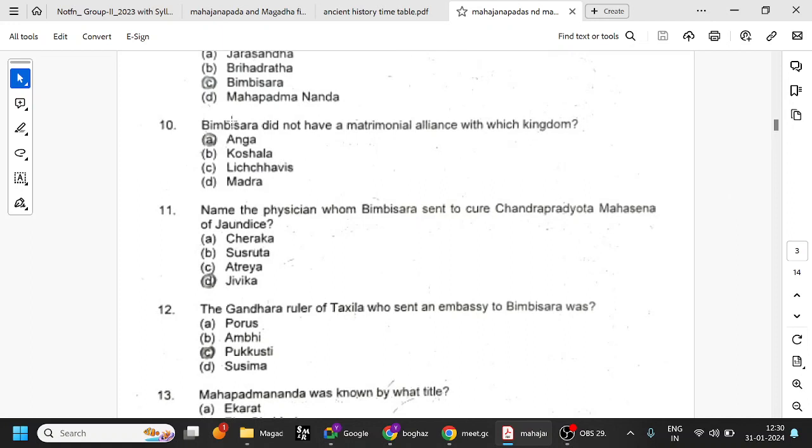So Bimbisara, the founder of the Haryanka dynasty, did not have a matrimonial alliance with which kingdom? We have seen Madra. Madra is Punjab. Licchavis is the oldest republican, and the Koshala.